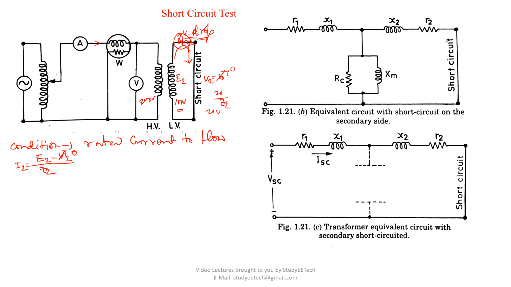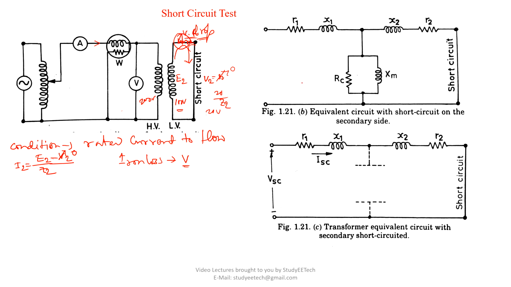Now, a small voltage has been applied. Now look, the iron loss depends on voltage, right? Because the voltage applied is very small, 2 to 6% of the full load voltage, what will happen? This iron loss will be negligible here because the voltage applied is small.